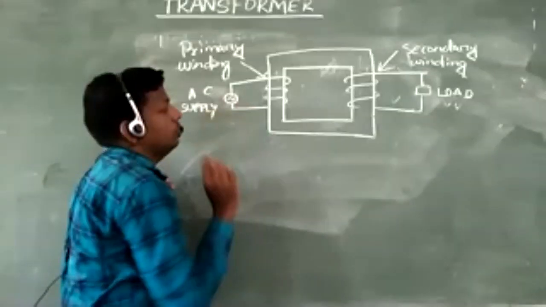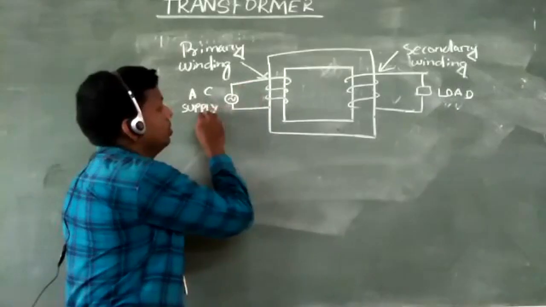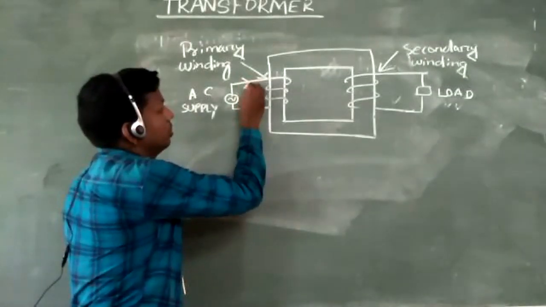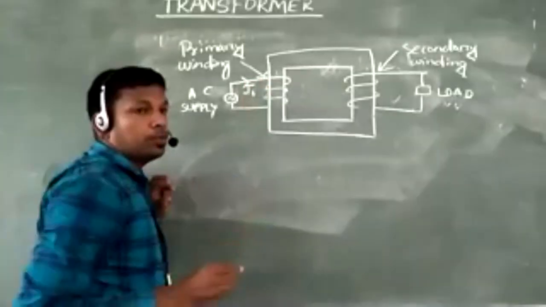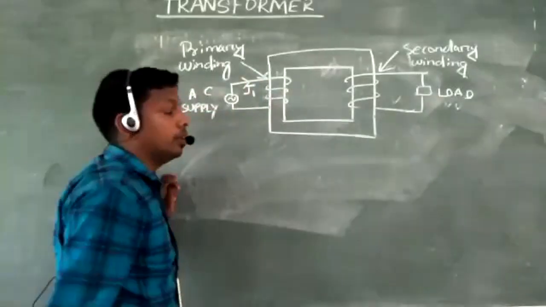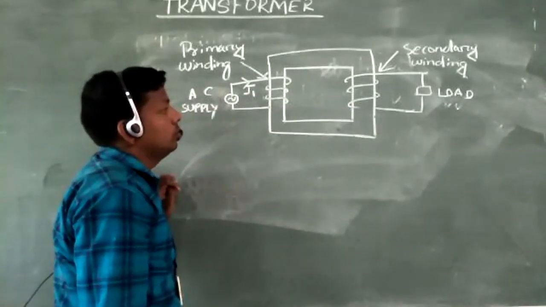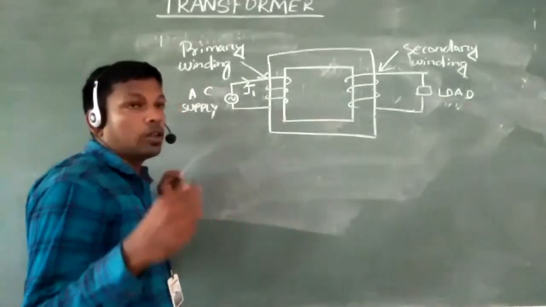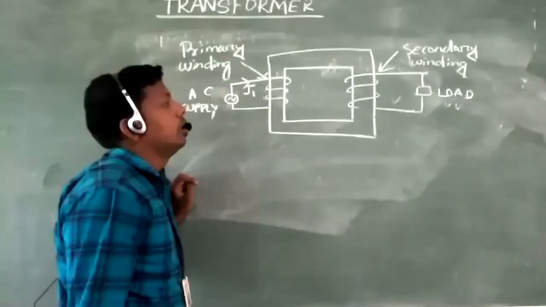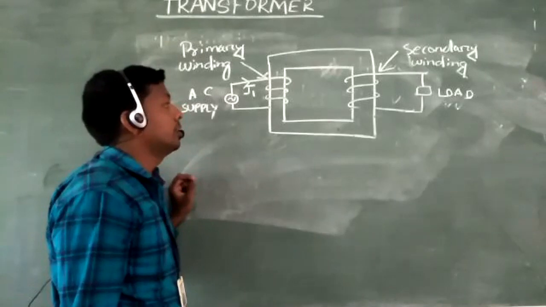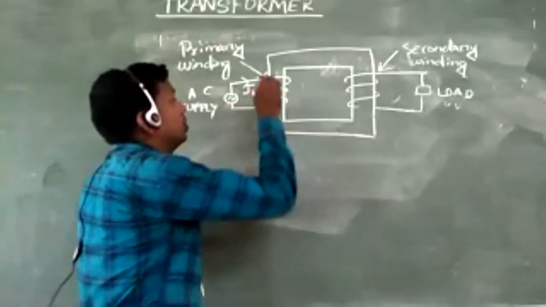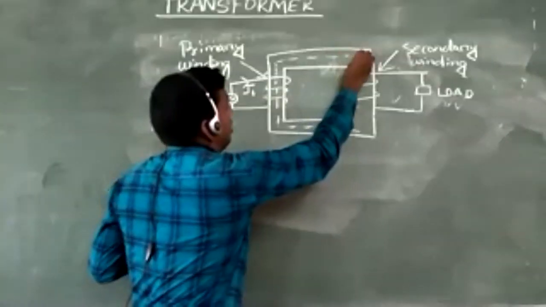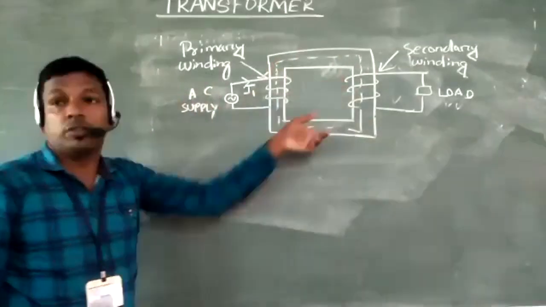In the core, we then supply AC current or AC voltage. Current I1 flows to the primary winding. We know that when a coil is carrying a current, the coil gets magnetized and a magnetic field is created. So the field which is created will link to the core, through the electromagnetic core.